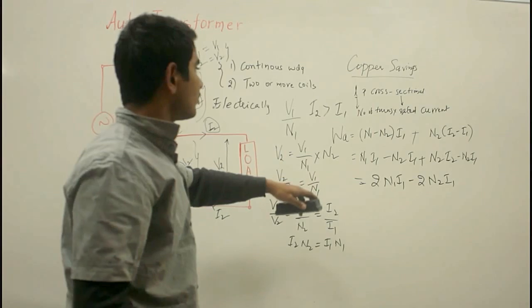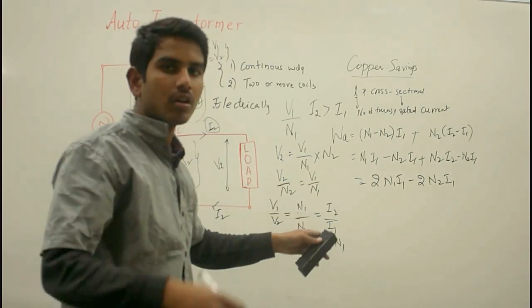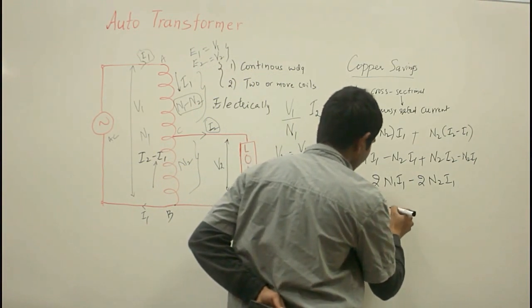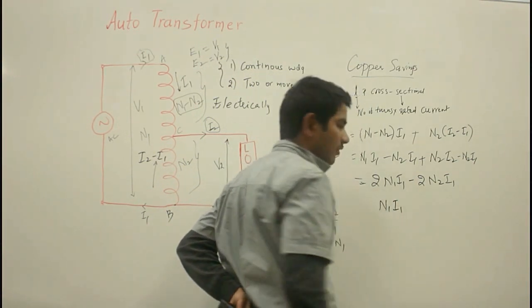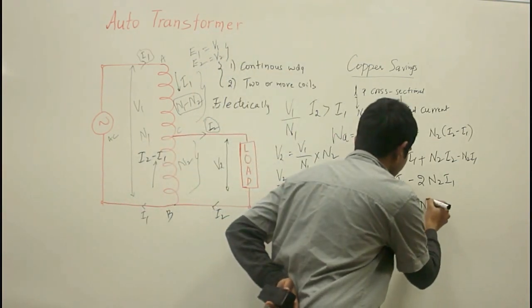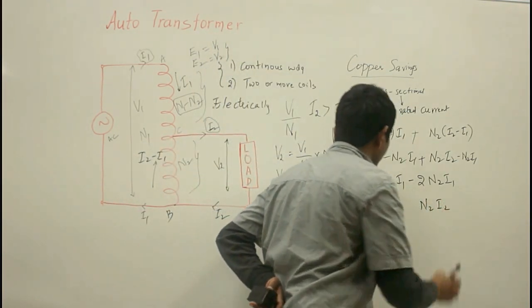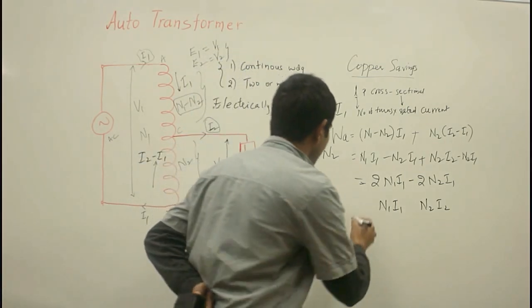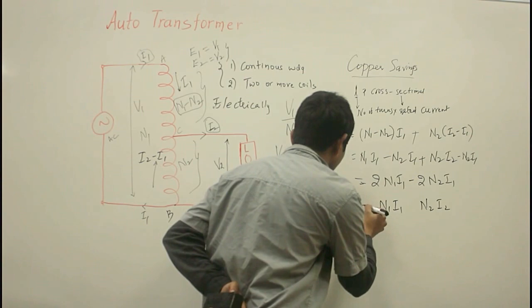Now similarly, if we find the weight in the normal or conventional transformer, the weight in the primary is given by N1 I1 and the weight of the copper conductors in the secondary winding is given by N2 I2. So if I denote the weight of copper conductors in my conventional transformer by WT.